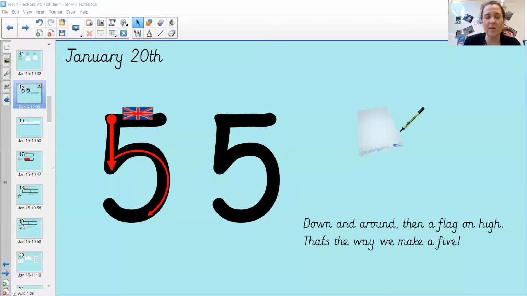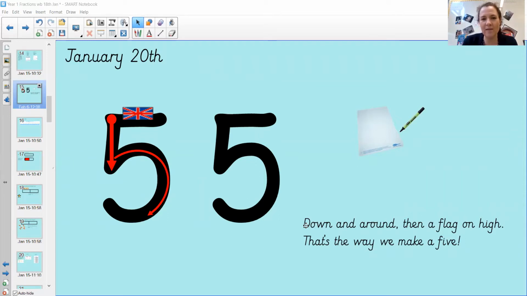Okay, so today we're going to start with the number 5 again because we're going to really practice these numbers until we get them right. So we're going to spend a little moment now just practicing that number 5 and remembering our rhyme: down, around, and flag on high. That's the way we make a 5. So if you have some time now, just practicing those 5s, and then I'll be back in a moment and we're going to play a little game.